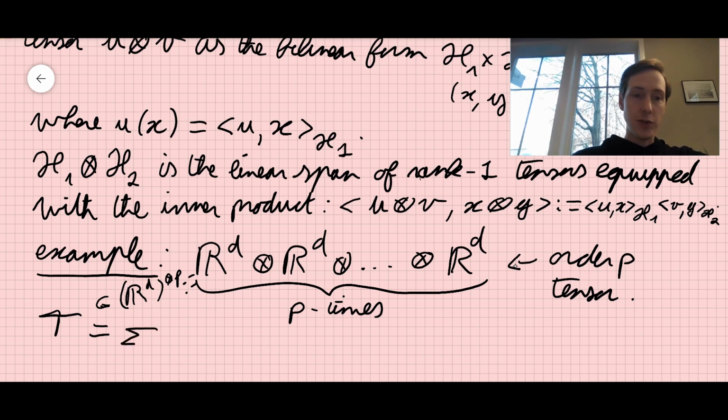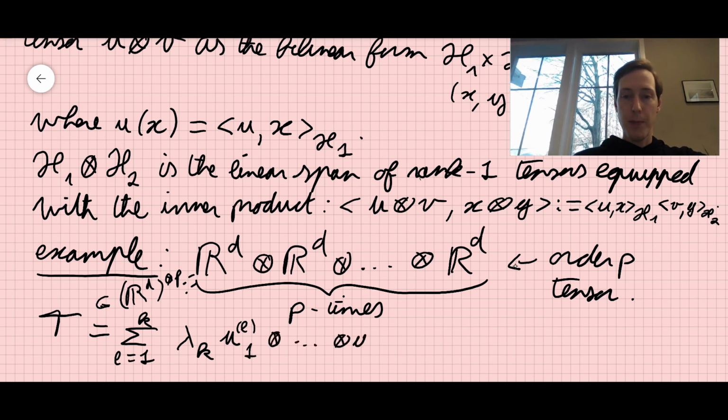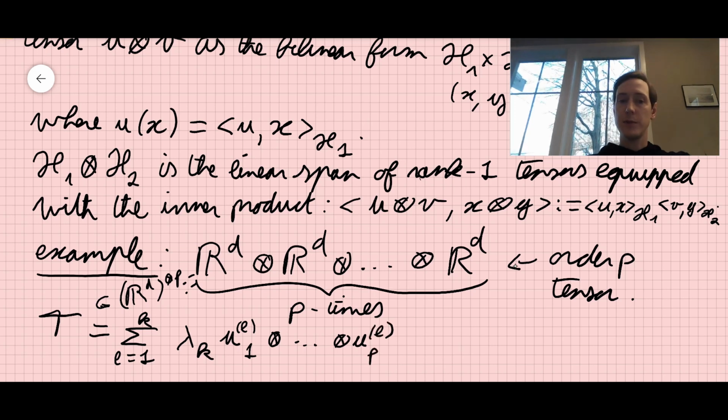So it's a certain sum, let's say for l equals 1 to K of lambda_l, and then what do we have? Okay, let me see how to denote this. U, let's say, U_1^l times ... times U_P^l. Okay, so it's just a linear combination of these things, and we can identify it.